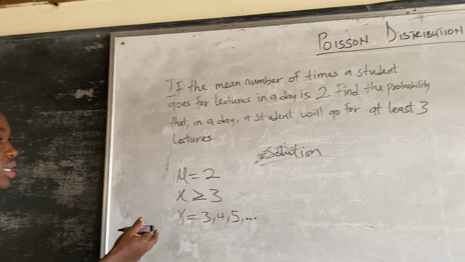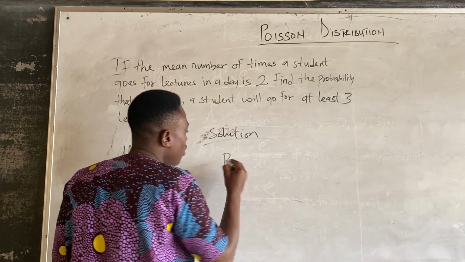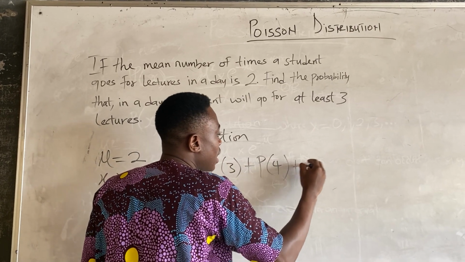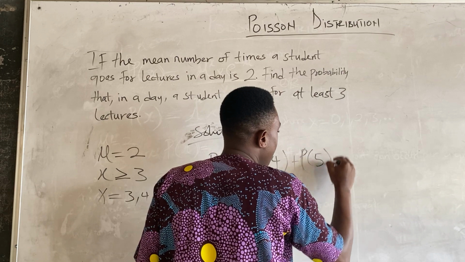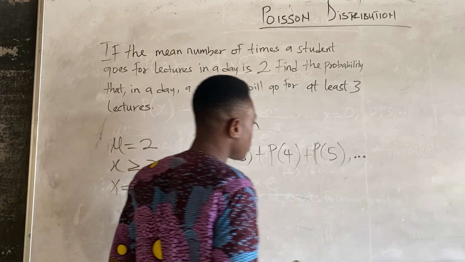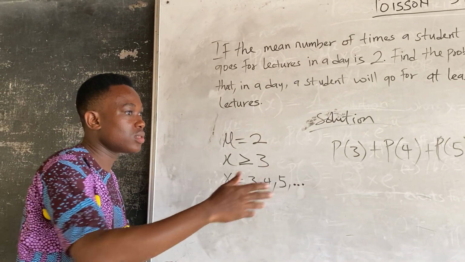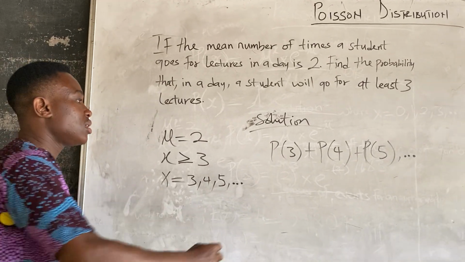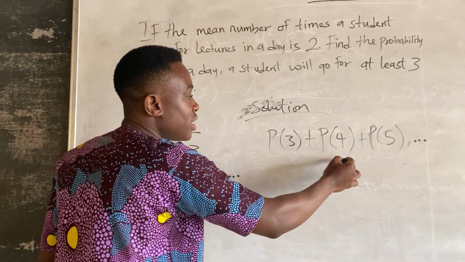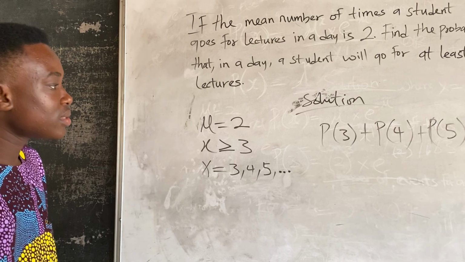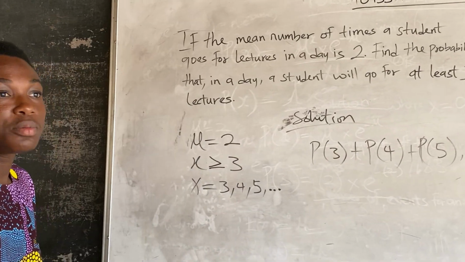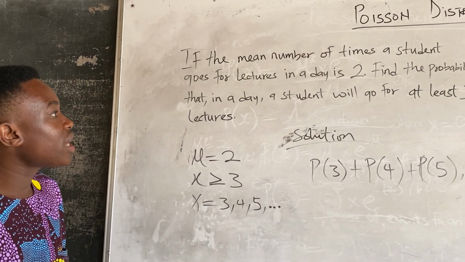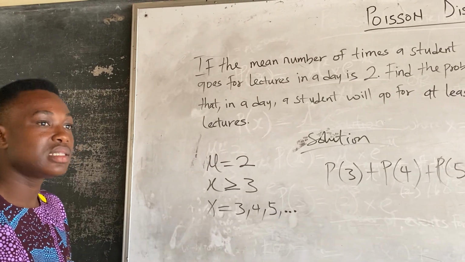This means to solve for this, we would have to find the probability of x equals 3 plus probability of x equals 4 plus probability of x equals 5, and so on. It has an infinite number of values, and since that would be a hectic task to perform, we would rather find the opposite of this event, and subtract it from 1 to give us the answer for this. So what I'm trying to say is that we are to find the probability that a student will go for at least 3 lectures.